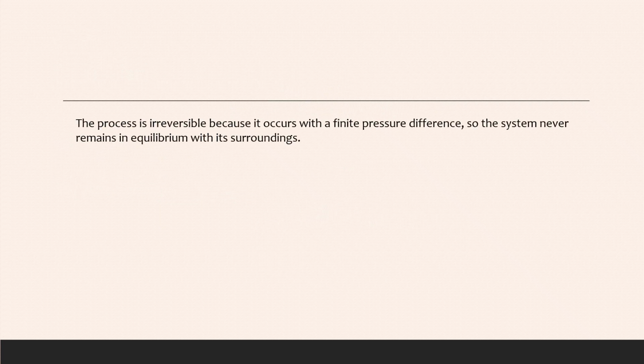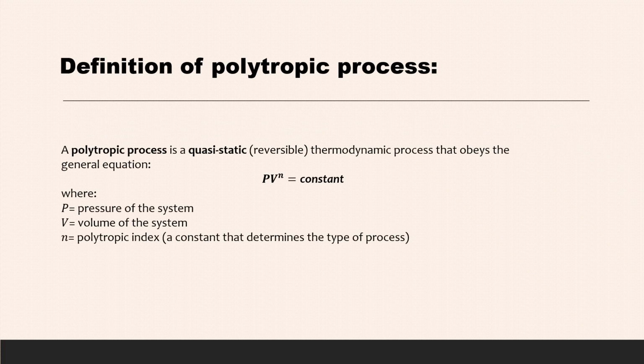Therefore, the process is irreversible because it occurs with a finite pressure difference, so the system never remains in equilibrium with its surroundings. Now moving on to the next process, polytropic processes. A polytropic process is a quasi-static thermodynamic process that obeys the general equation PV^n equals a constant, where P is pressure, V is volume and n is the polytropic index.